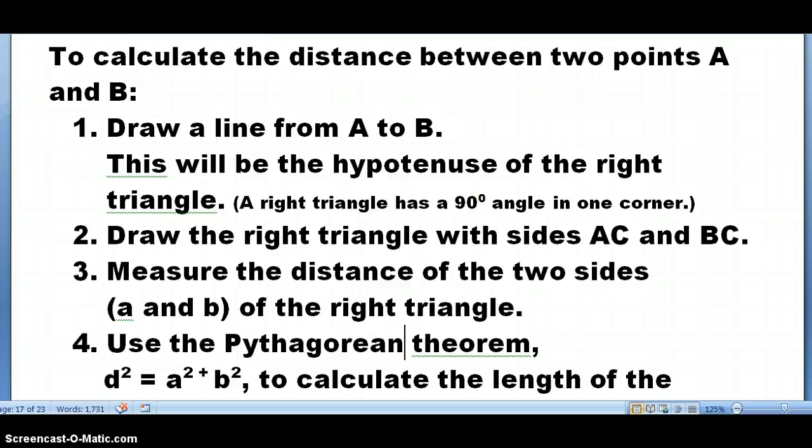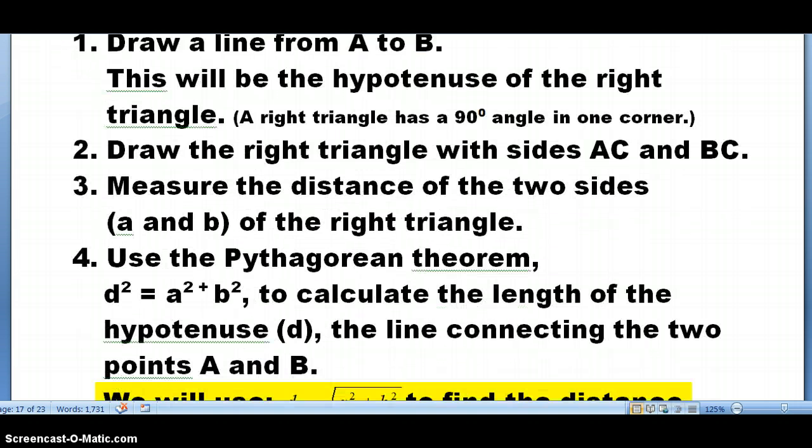This is going to be called the hypotenuse of the right triangle. A right triangle is one that has a 90-degree angle in one corner. Then we're going to make a right triangle that has sides or legs AC and BC. We're going to measure the distance of those two sides or those two legs and call them A and B of the right triangle. Then we're going to use the Pythagorean theorem.